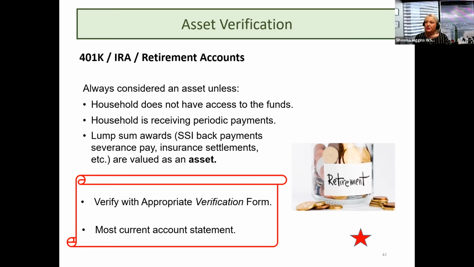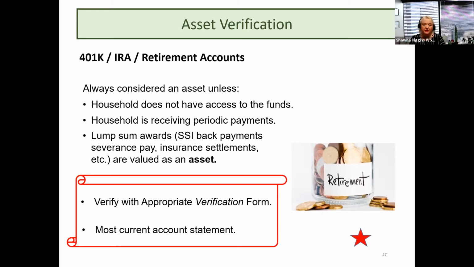All right, and we have a poll. It says, do I need to count the required minimum distribution, the RMD, on an IRA account as income? So that's going to depend. Is it taken as a lump sum? Then you're not going to count it. It's going to be a one-time shot. If they put it in their checking or savings, it'll be an asset.